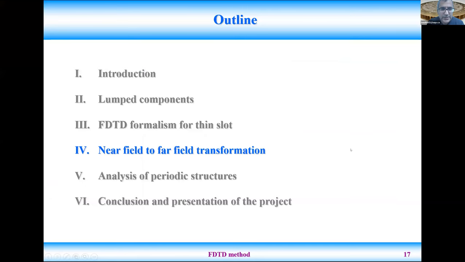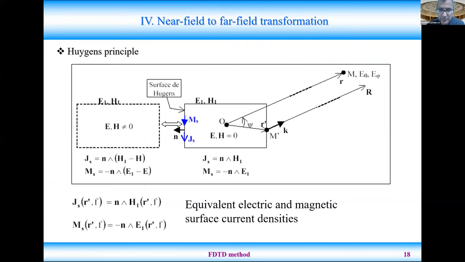The next session is near field to far field transformation. So near field to far field transformation is needed in order to calculate, for example, the radiation pattern of an antenna. When you calculate the radiation pattern of an antenna, you have to calculate the field in the far region, because the near field is different from the far field.